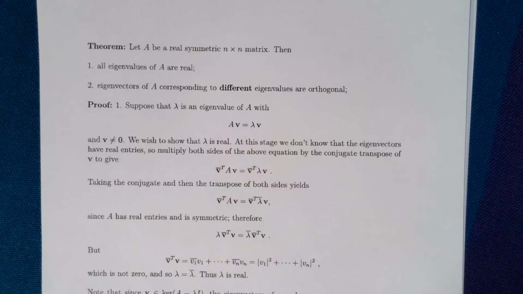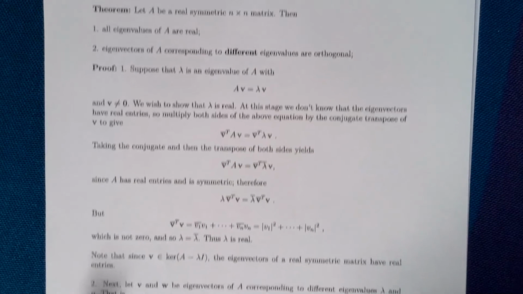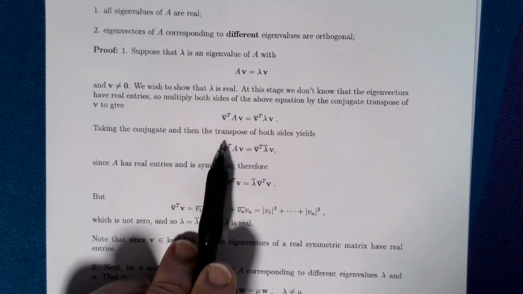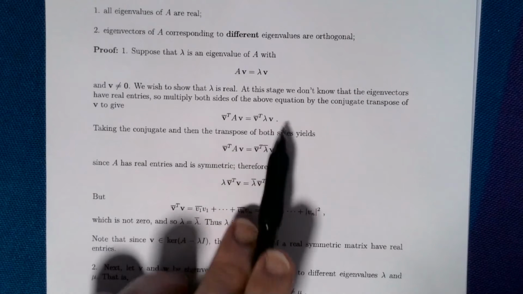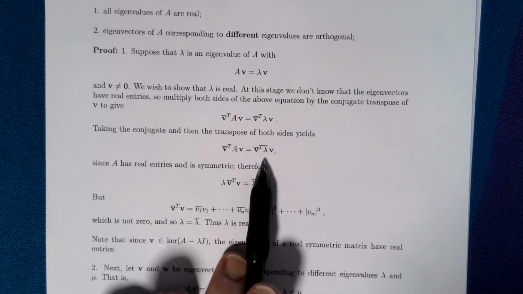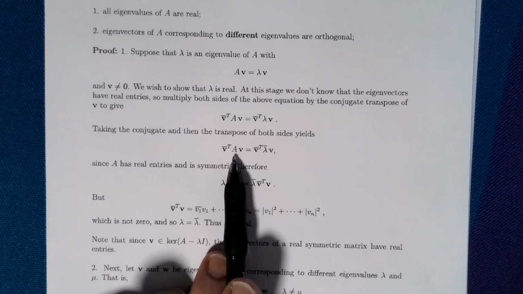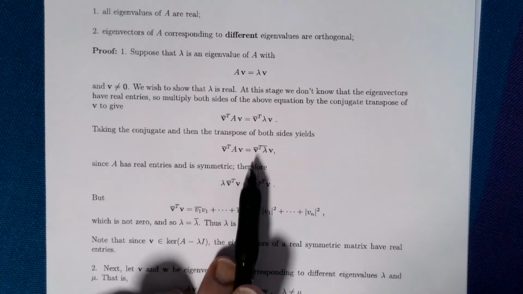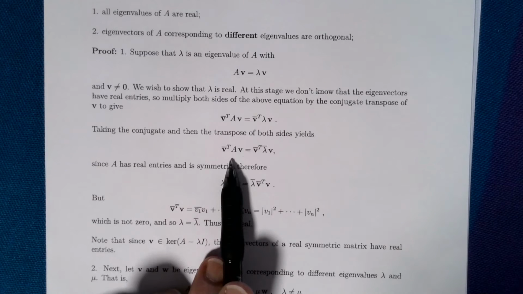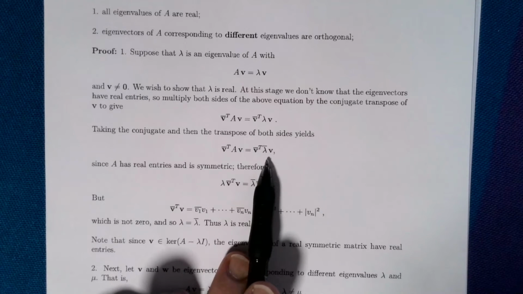If we take the conjugate of both sides and then transpose these, so take the conjugate of each of these and transpose, we end up with this expression. Now of course A is real, and it's symmetric, so its conjugate transpose equals itself, so it doesn't change. And if we now compare these two, then we can equate the 2 right hand sides to obtain this.